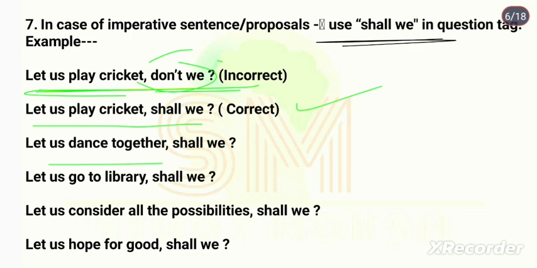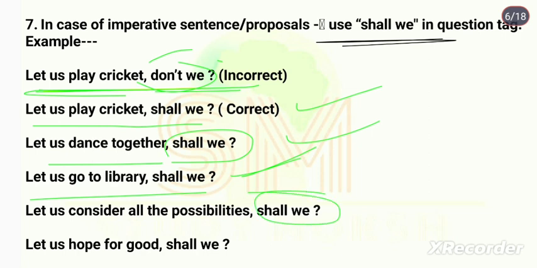Let's dance together, shall we, proposal. Okay, shall we, that's done, correct. Let's go to the library, shall we. Did anyone ask you? Shall we, that's done. Let's consider all the possibilities, shall we, correct. Let's hope for good, shall we, correct. So this is the rule.